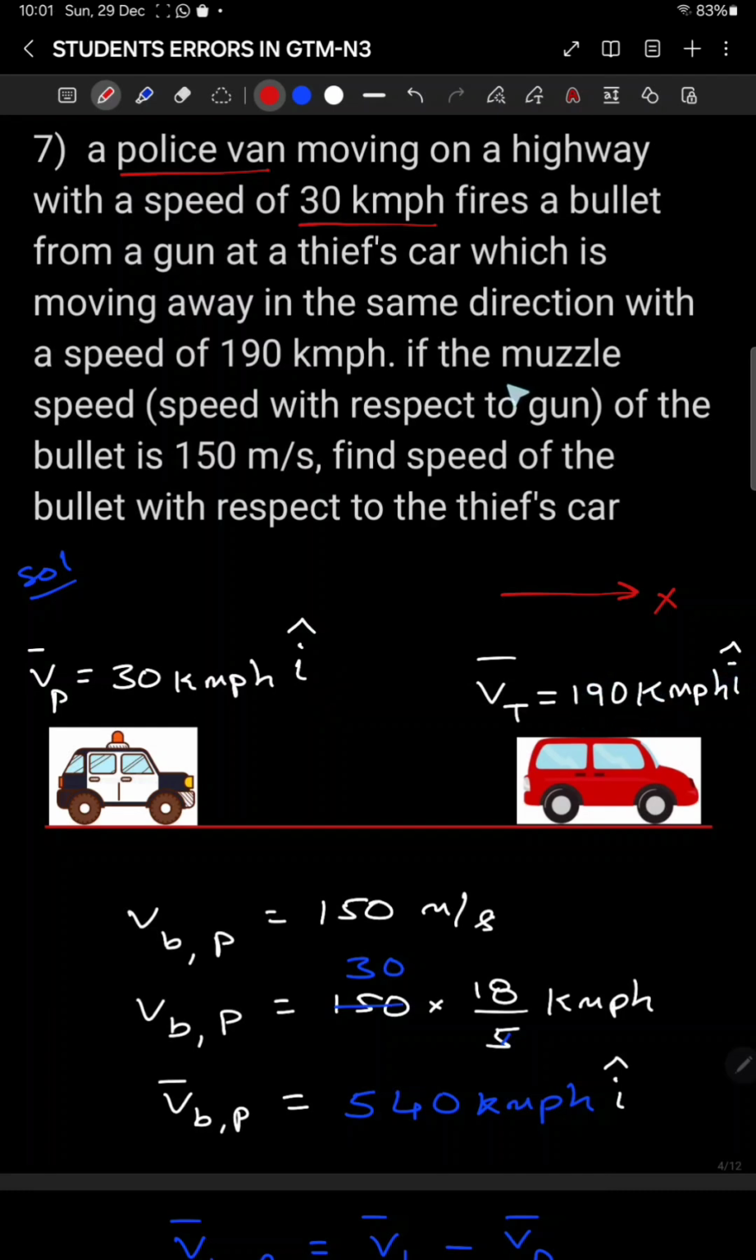Now one more information is muzzle speed of the bullet. That means velocity of the bullet with respect to gun is given, that is 150. Velocity of the bullet with respect to gun. Gun will be attached to police car. So velocity of the bullet with respect to police is given 150. It was given in meter per second. Let us convert into kilometer per hour. Multiply by 18 by 5 to convert into kilometer per hour. You will get velocity of bullet with respect to police in terms of kilometer per hour.